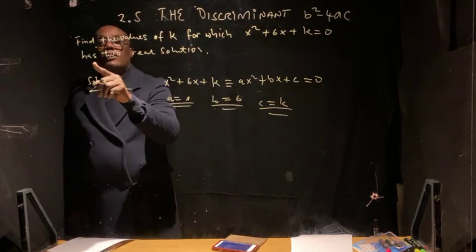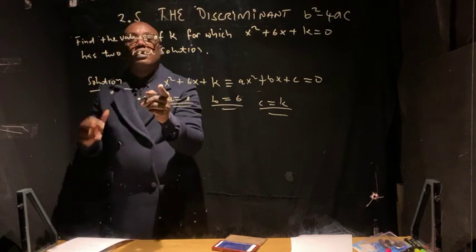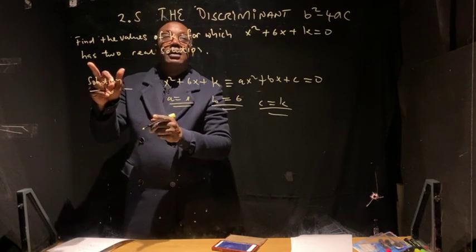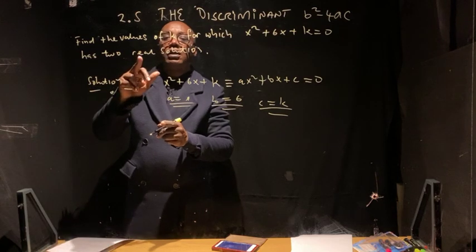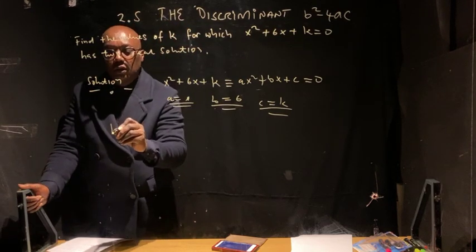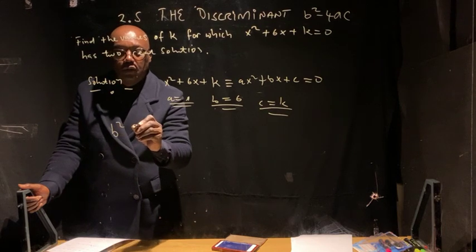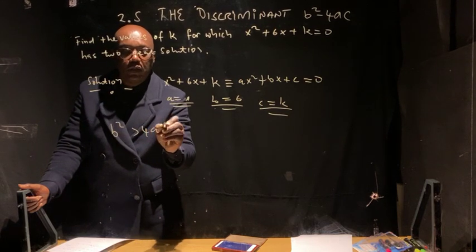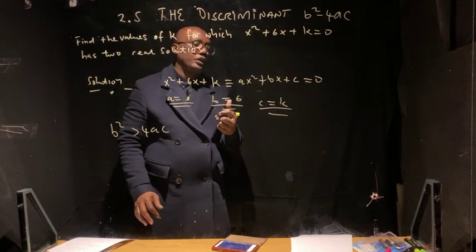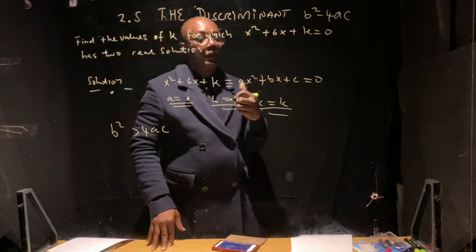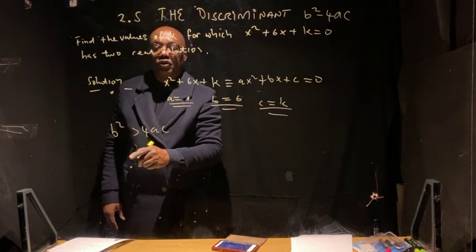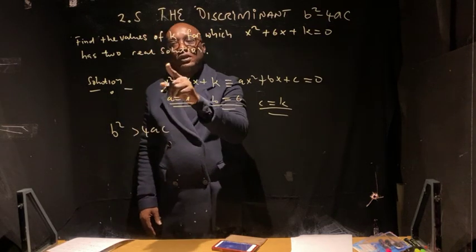The question is suggesting a discriminant condition, saying that it has two real solutions. Has two real solutions is this one: b squared is greater than 4ac, which we said earlier is two real solutions, but they should be distinct, different. So this is the most feasible discriminant that we can use for such a question.